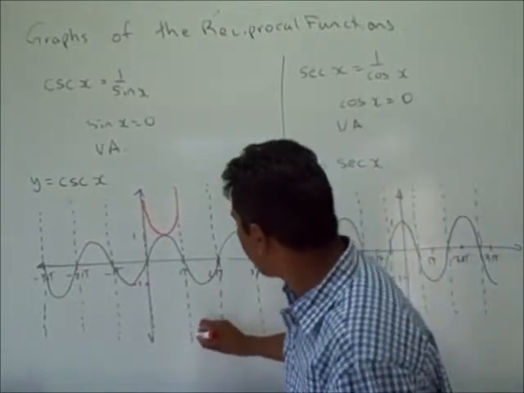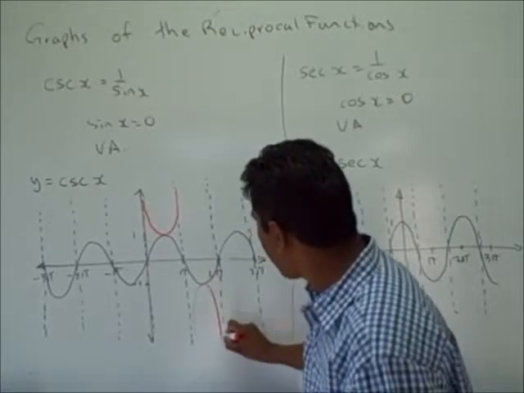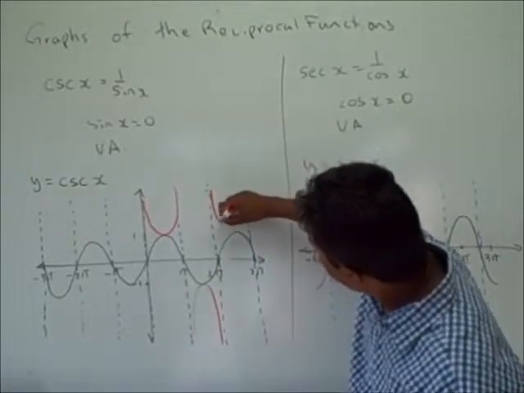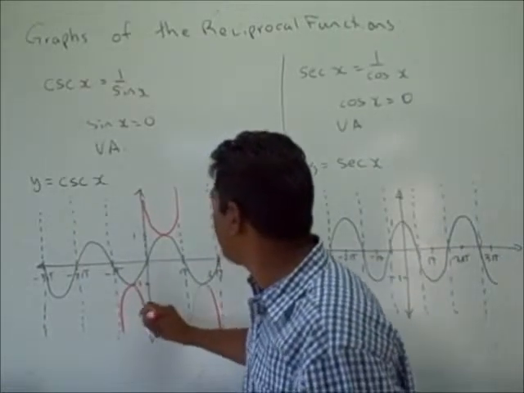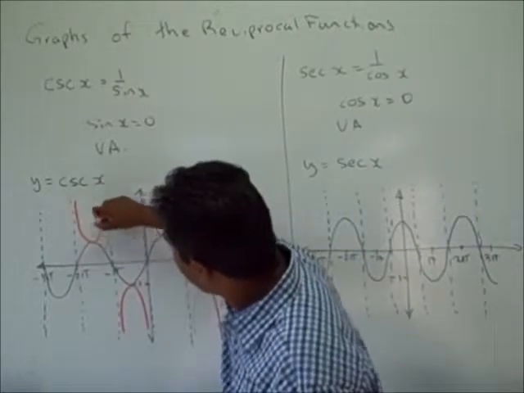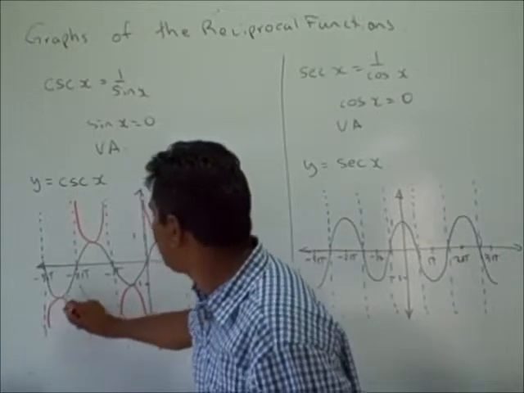Similarly, we'll have our cosecant down here, our cosecant here, our cosecant here, here, and here.